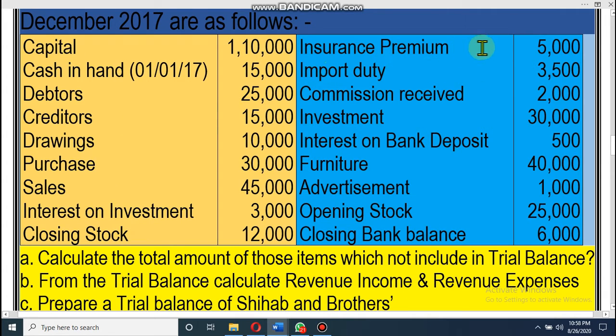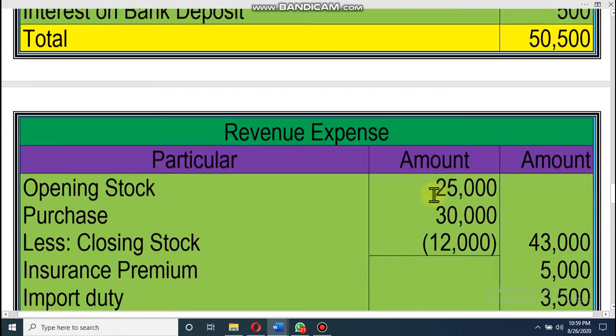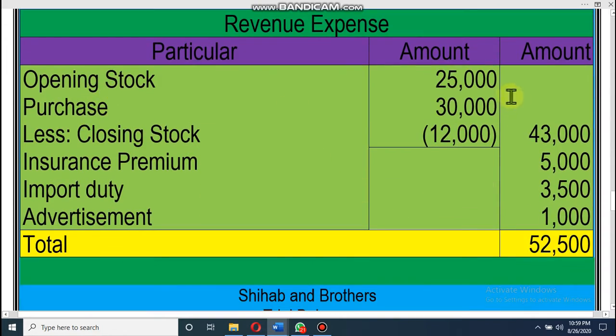Then import duty and insurance premium. Yes, these two are also revenue expenses. The import duty is also included in cost of goods sold. Then, no other item. So dear student, now look at revenue expense. Opening stock at first, then purchase, then closing stock. This is cost of goods sold, 43,000.